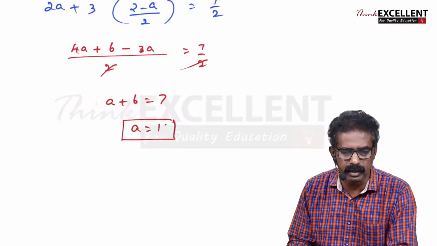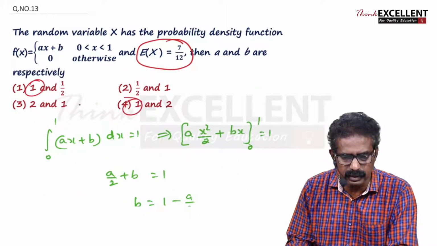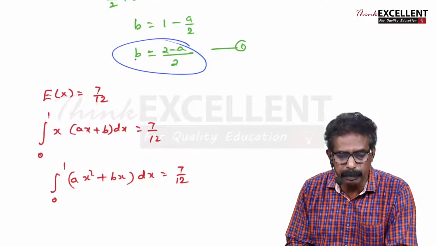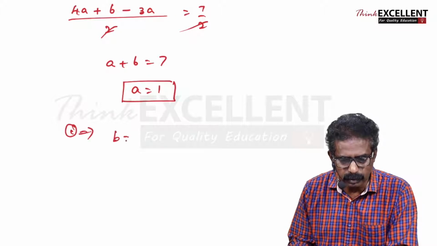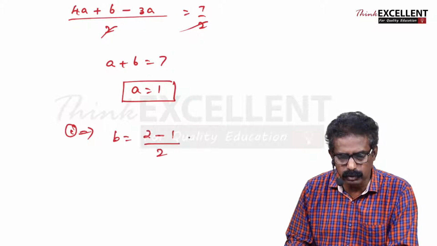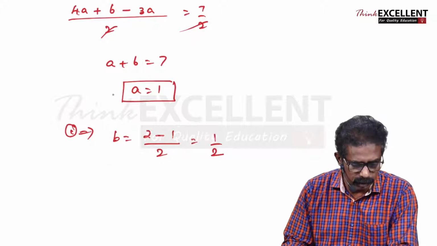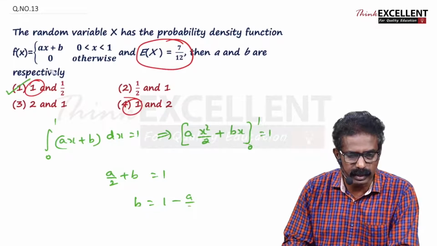So a value 1. They asked to find a and b. A value 1 is in 2 places, so you cannot conclude now. Equation 1 says b equal to (2 minus a) by 2. 2 minus 1 is 1. So b value 1 by 2. A value 1, b value 1 by 2. So the first one is the correct answer.